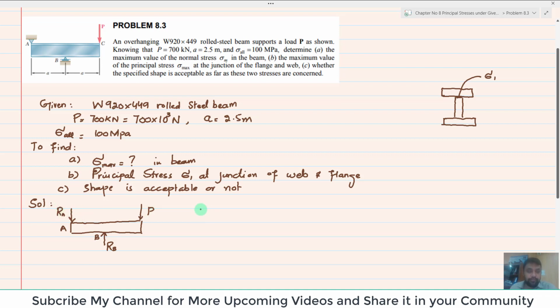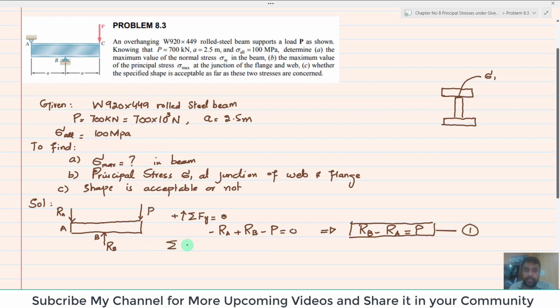So by using the equilibrium condition, you will apply sum of all forces along y direction is equal to 0, and upward force is taken as positive. So you can see RA is downward, so it will be minus RA plus RB minus P equal to 0. So it means that RB minus RA is equal to P. This is one of the equations that we get from the equilibrium condition. This is equation number 1.